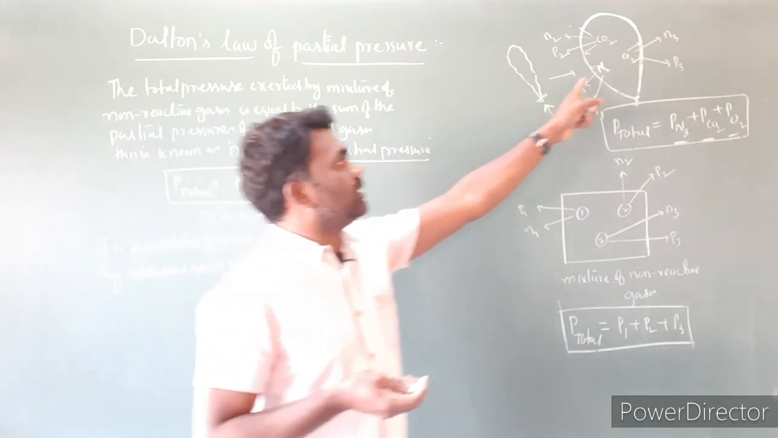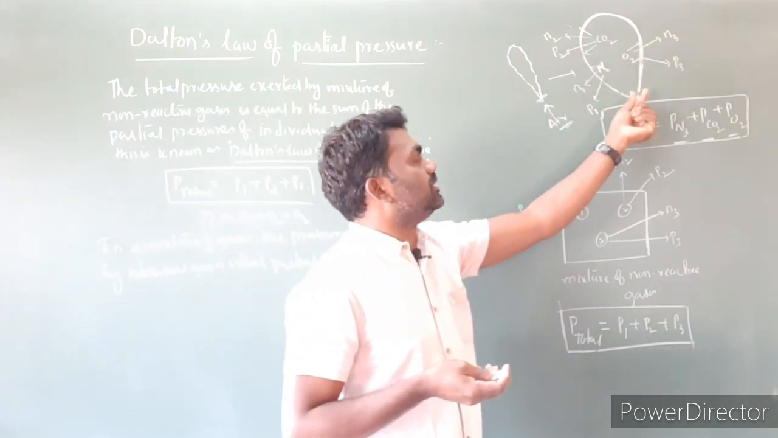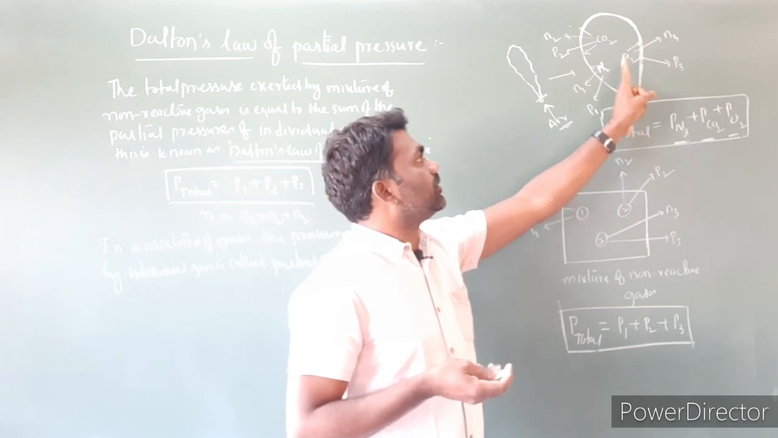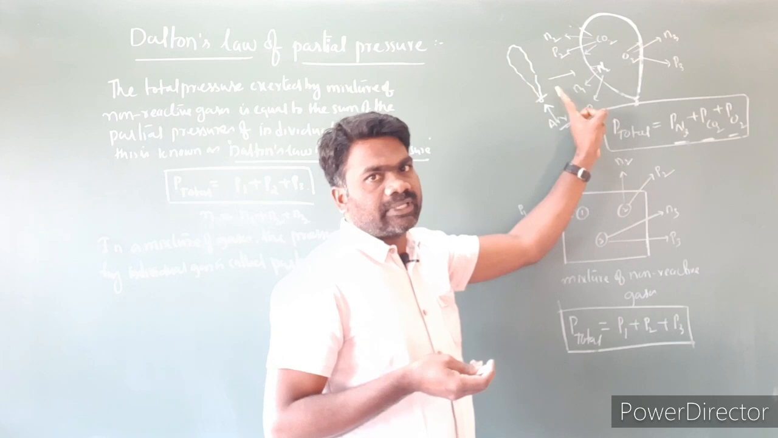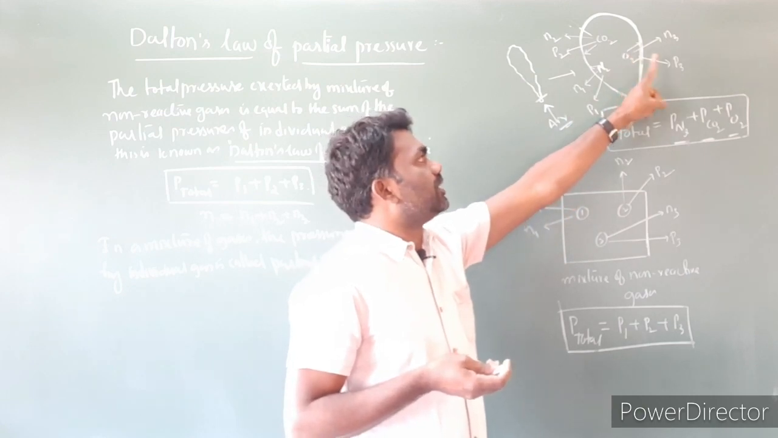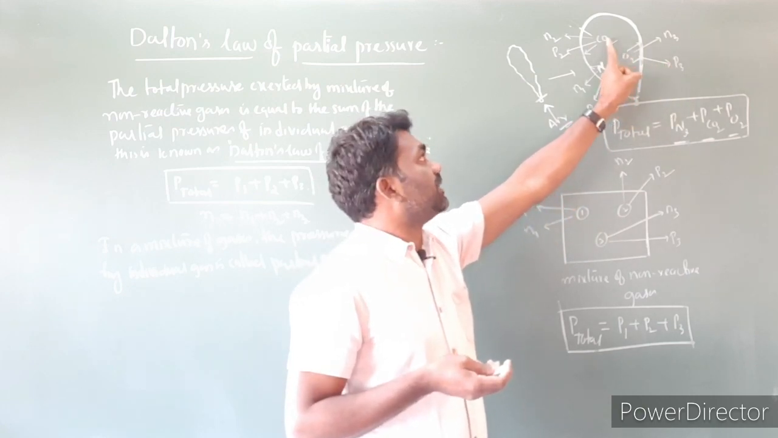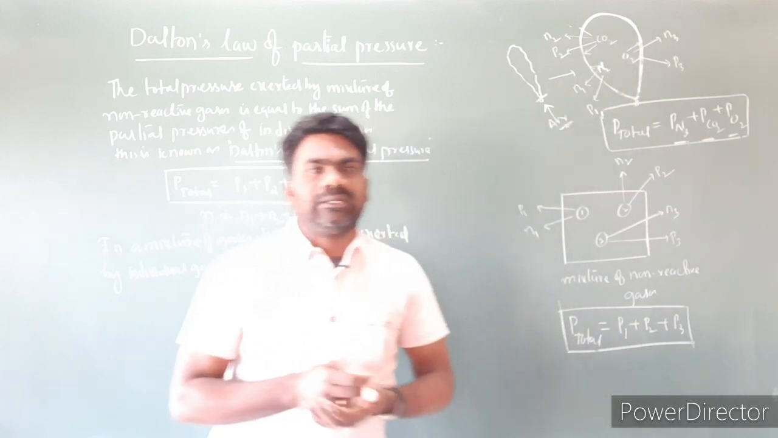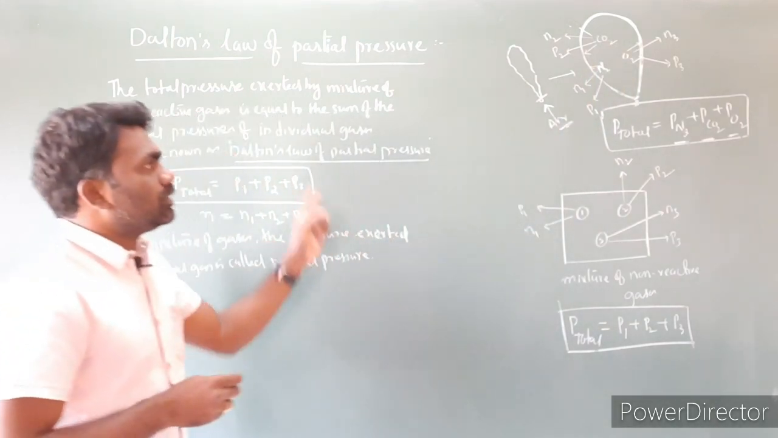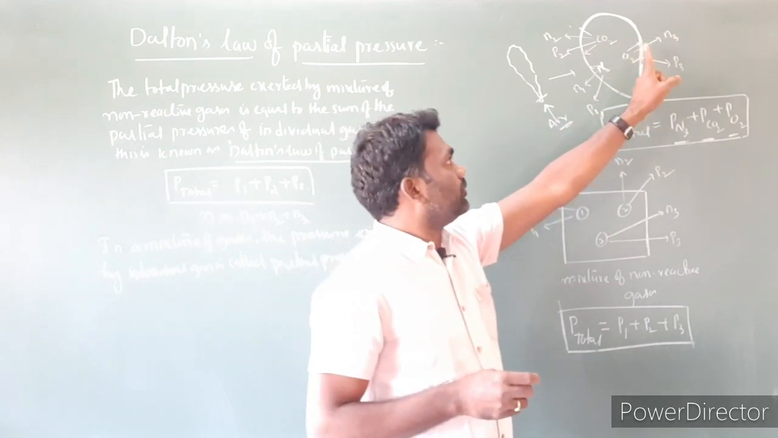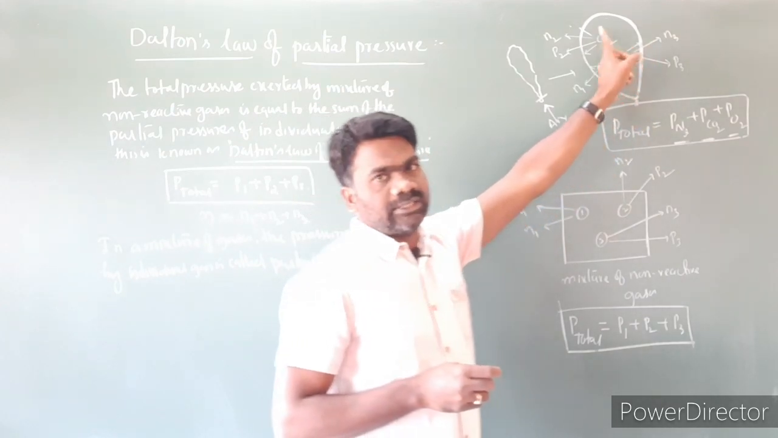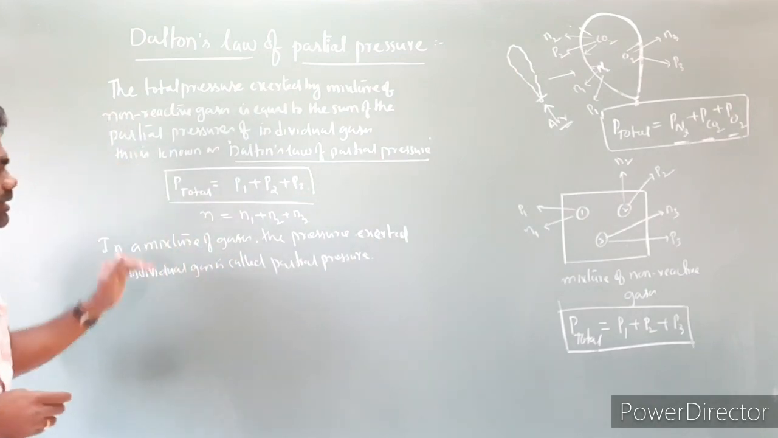I already explained, if we take a balloon filled with air, the air contains nitrogen, oxygen, carbon dioxide. The pressure exerted by the nitrogen alone we are calling the partial pressure of nitrogen. Pressure exerted by the oxygen alone is called the partial pressure of oxygen. Pressure exerted by the carbon dioxide alone is called the partial pressure of carbon dioxide. So total pressure is equal to partial pressure of nitrogen plus partial pressure of oxygen plus partial pressure of carbon dioxide. So this is the total pressure and partial pressure.